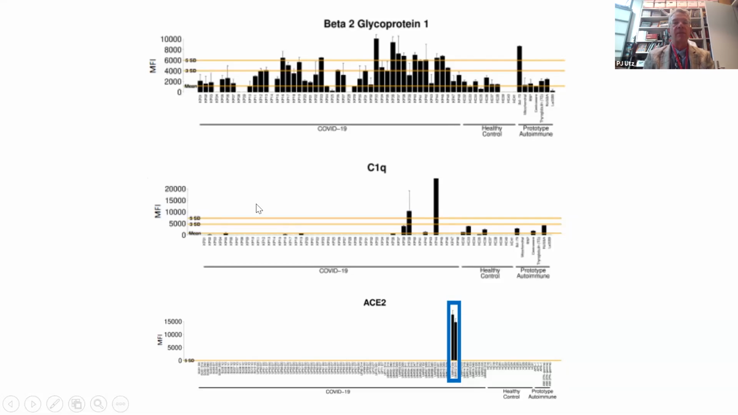So this particular subject is at 20,000 MFI, that's very high, who had antibodies against the complement protein C1q, which I'll show you in a minute. This is an important protein for getting rid of immune complexes. And so antibodies against C1q have been described in lupus and correlate very strongly with renal disease and in particular, severity of renal disease.